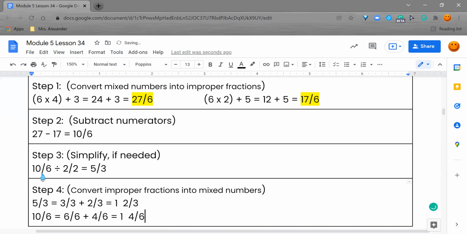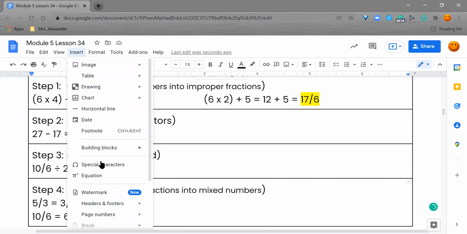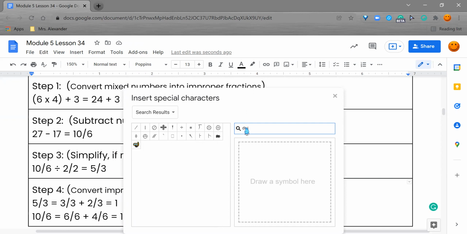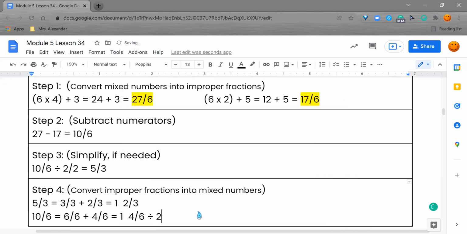and 4/6. Now you'll see that 4 and 6 are both even numbers and they're not prime. So we can reduce or simplify 4/6. So here, I'll go back into the insert, hit special characters, in the search box write DIVI, click the division sign, and divide 2 over 2, which equals, my whole number gets pulled along, and then 2 goes into 4 how many times? Good job. It is 2, and 2 into 6 goes 3 times.